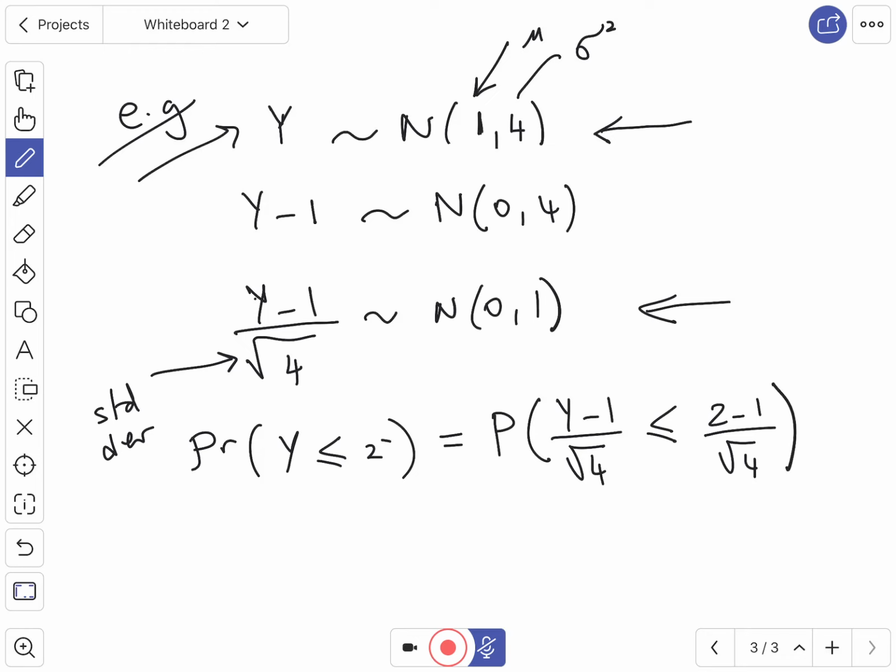So you standardize basically both sides. In other words, this whole variable, which is the standardized version of y, I can call it z. What is z? Z is the standardized version of y. So I can answer the question by saying, okay, this is the probability that z is less than or equal to 2 minus 1 divided by the square root of 4, which is 1 over 2. In other words, I'm trying to answer the question, what's the probability that z is less than 1 over 2?